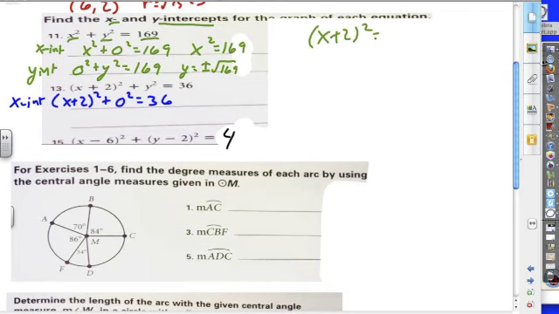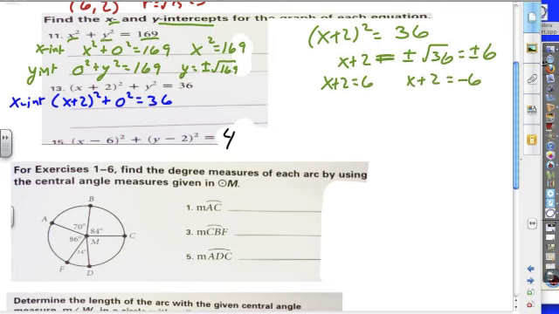Now, there's many different ways we can go about solving this. The easiest, though, is go ahead and treat the x plus 2 as a variable itself. I got something squared equaling 36. So that means that something would equal a positive or negative square root of 36, which is a positive or negative 6. So that means my x plus 2 could equal 6, or my x plus 2 could equal negative 6. Well, that would mean my x equals 4, because 4 plus 2 is 6, or my x equals negative 8, because negative 8 plus 2 equals negative 6. So my x-intercepts are at (4, 0) or (negative 8, 0).